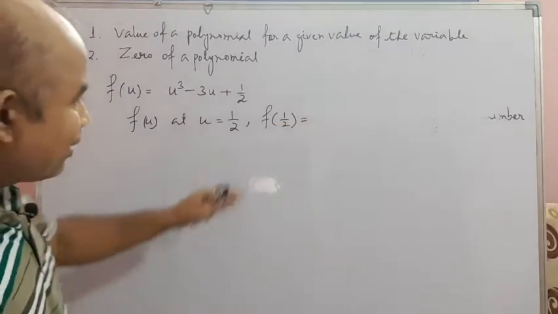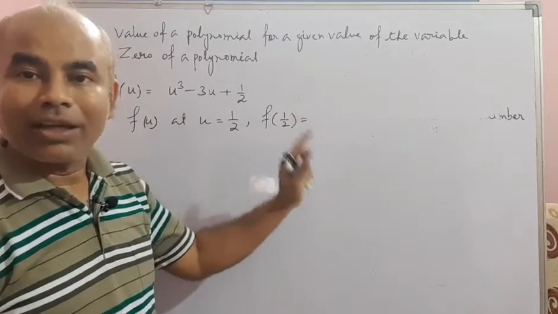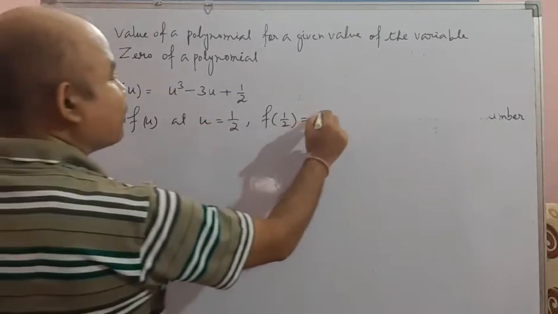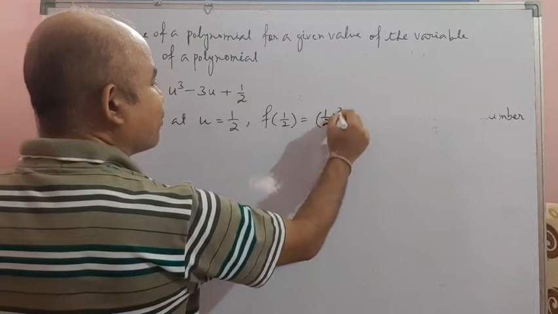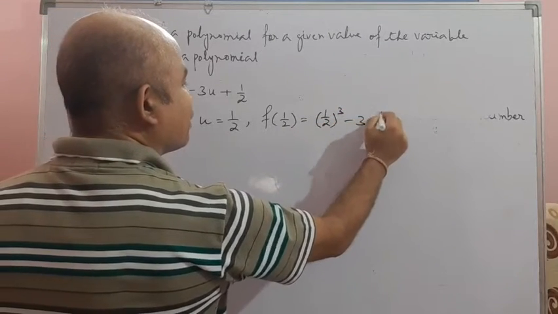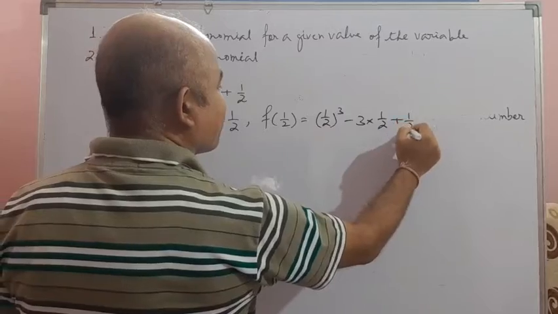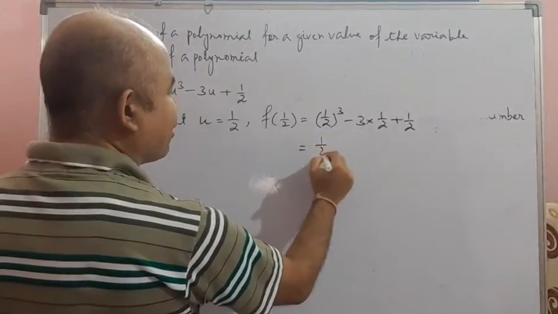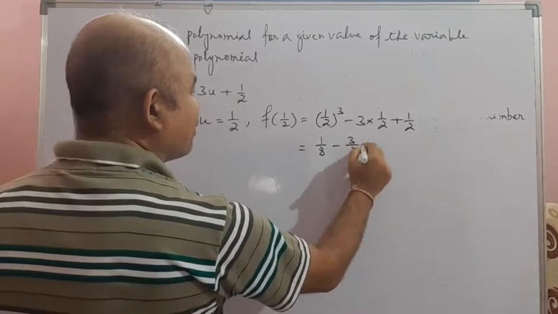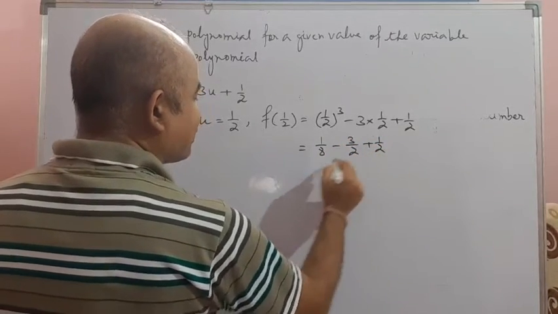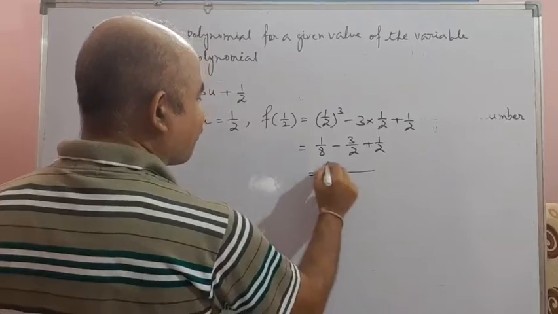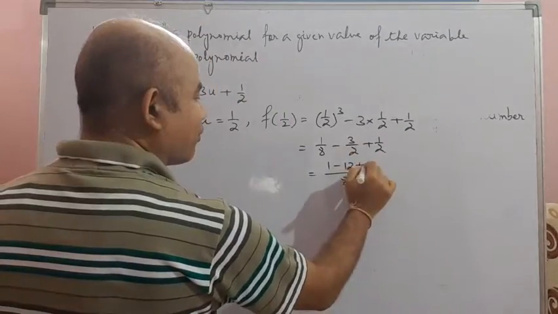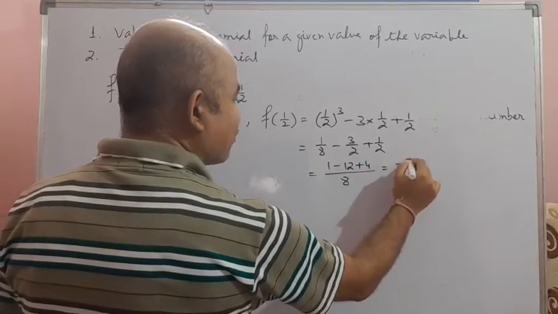Now there is no shortcut method for other values except 1, minus 1 and 0. Here you just have to put it. u cube is now 1 by 2 cube, minus 3 into u, 3 into 1 by 2, plus 1 by 2. Now you need to simplify it. It is 1 by 8, minus 3 by 2, plus 1 by 2. LCM is 8, so 1. If you divide 8 by 2, it will be 4. 4 3s are 12 and 4 1s are 4. So the answer is minus 7 by 8.